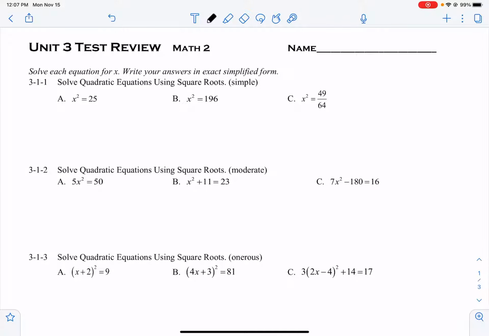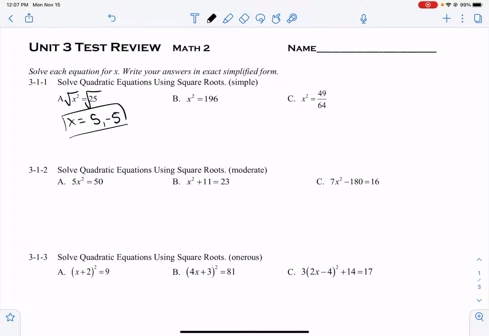All right, so the first question on the review, x squared equals 25. We want to use the square root method to solve this because there's only one x. It's just x squared. So I take the square root of the left, the square root of the right, and x equals not just 5, but I'm taking a square root, so there's also a -5 answer. So my answers would be x equals 5 and x equals -5.